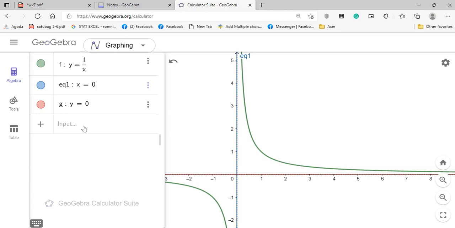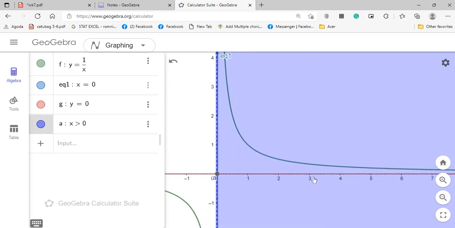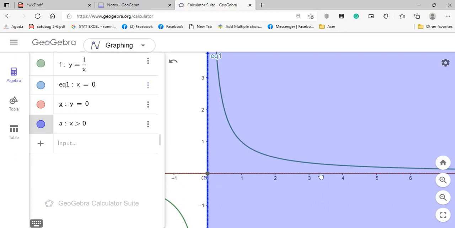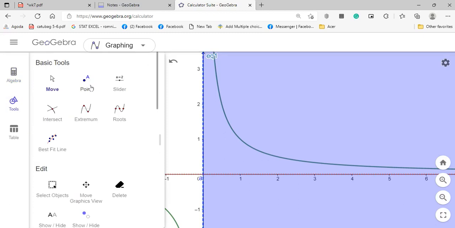Pag tingnan mo yung movement, di ba? Ang ibig sabihin kasi ng right, x is greater than 0. Ayan, ang x that is greater than 0, highlighted in blue. So kung titignan mo ang values ng x na nilalapitan ng 0, pwede tayong maglagay ng point. Maglagay ako ng point dito.